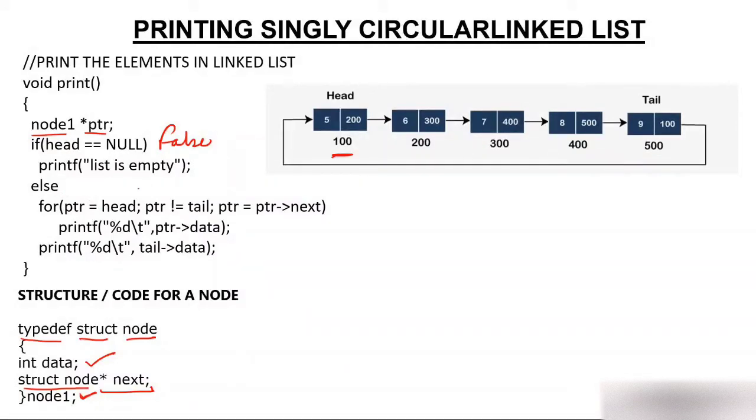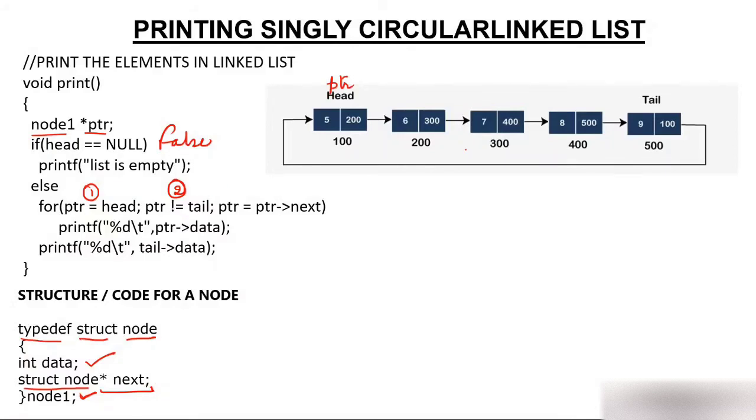We'll go to the else part. Now what will we do? I've initialized ptr with head. ptr is a pointer, and I've initialized it with head. What is head? 100. So ptr will have 100. So ptr will come here. Fine. So this was the first part of the loop. Second, I'll check the condition. Is ptr not equal to tail? If you remember the coding of the singly linked list, not circular, I had used null.